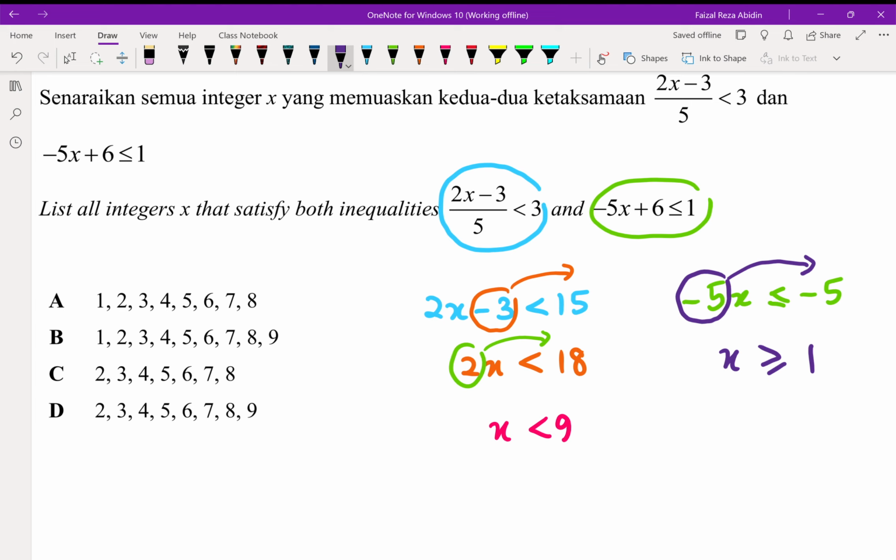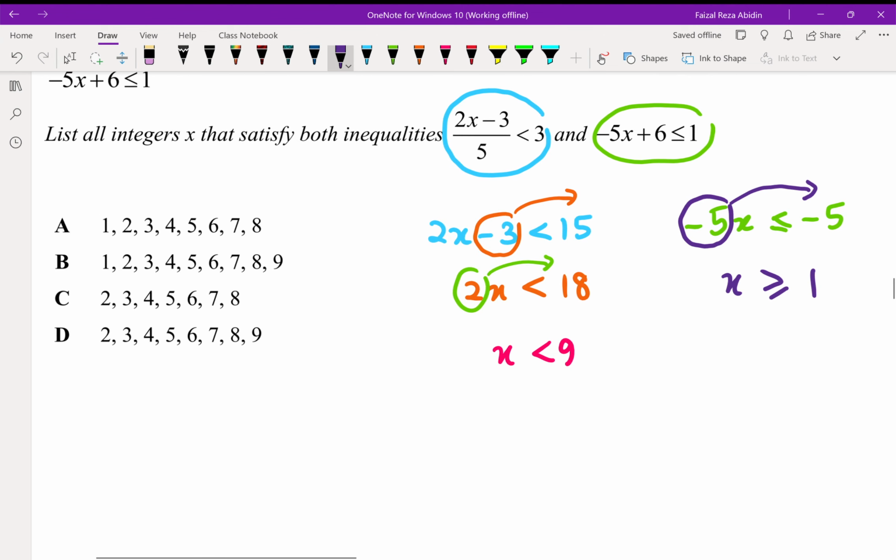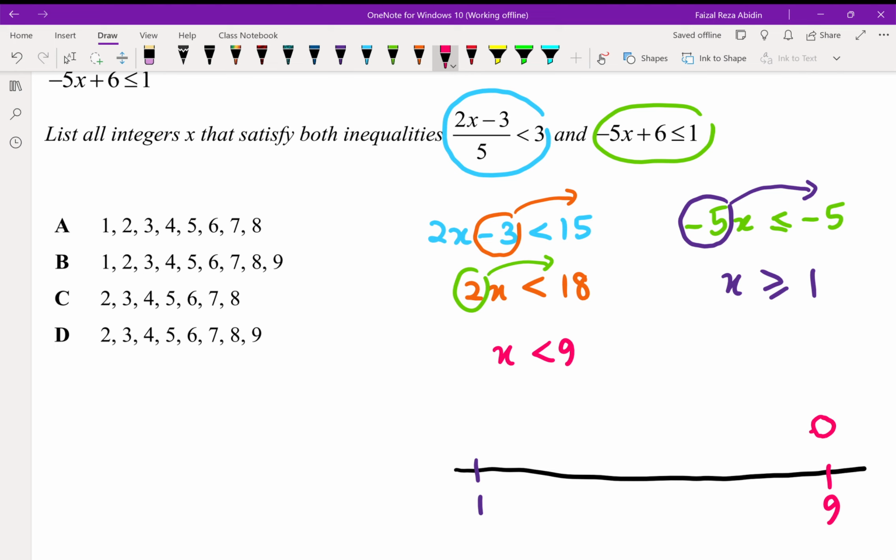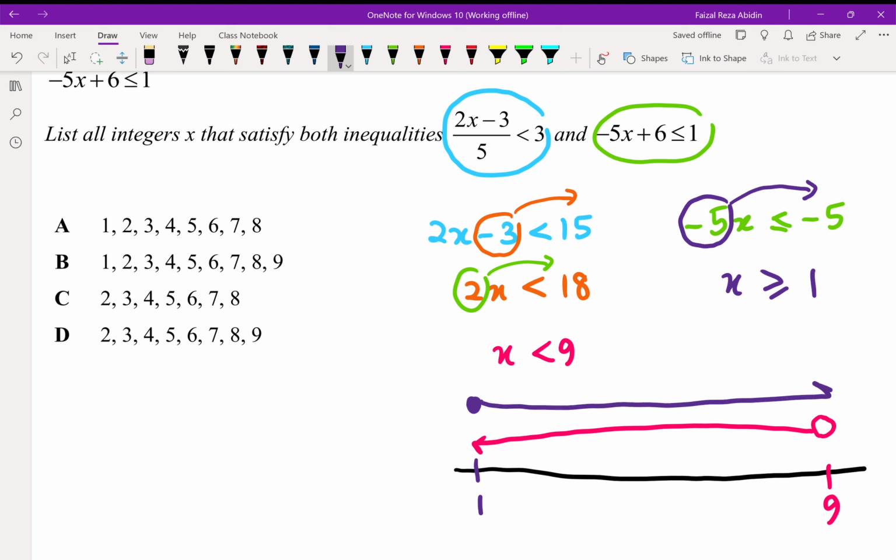So how do we want to know all the integers for x? You are going to what? Draw the number line. Remember number line? Yes. First of all, you are going to get 9. You're going to get 1. So x more, okay, kita buat less dulu, sorry. X is less than 9. Buat bulat, kena gelapkan tak? Tak. So it's going to be on the left. X more than and equals to 1. This one kena gelapkan because 1 is included. More than and equals, so the value for our x is going to start from 1.